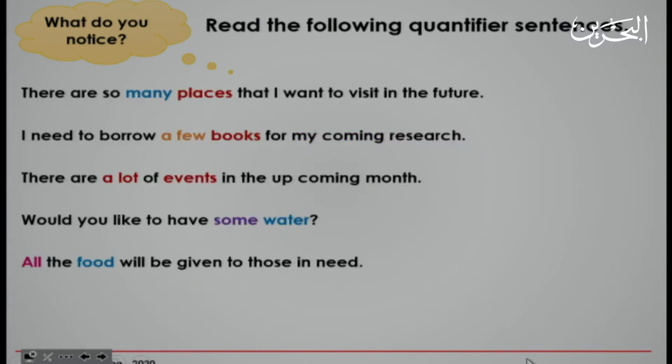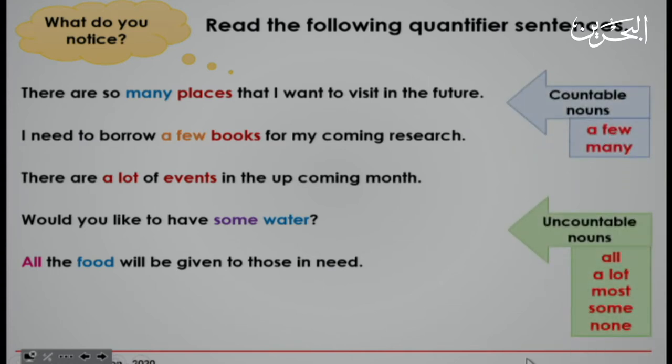Now, let's read the following sentences. There are so many places that I want to visit in the future. I need to borrow a few books for my coming research. There are a lot of events in the upcoming month. Would you like to have some water? All the food will be given to those in need.